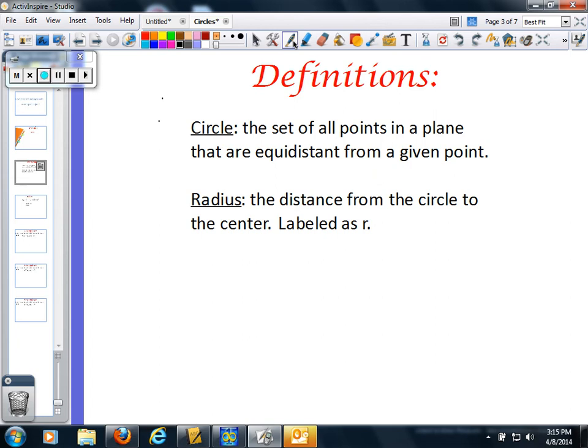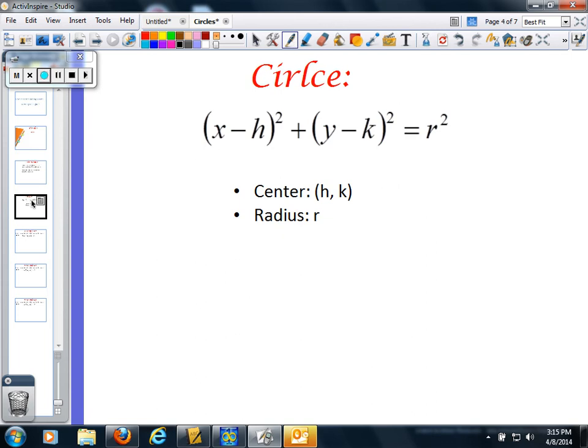Okay, we have one equation, and it's (x minus h) squared plus (y minus k) squared equals r squared, where h and k are going to be your center, and radius is going to be r.